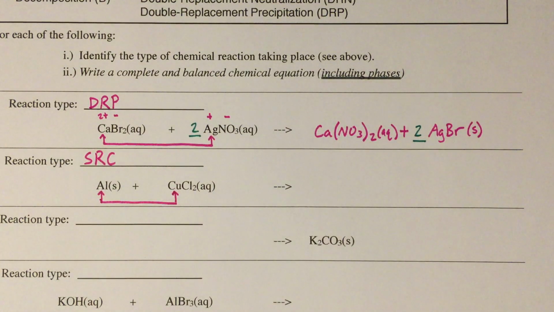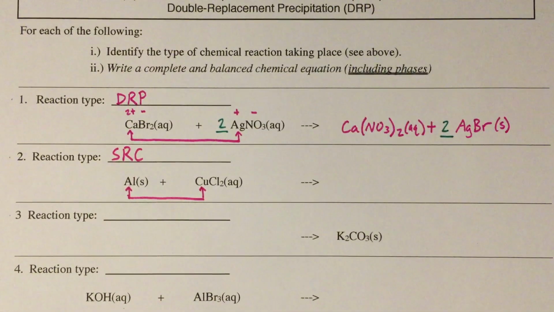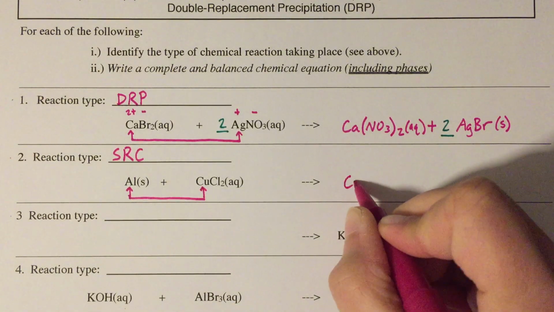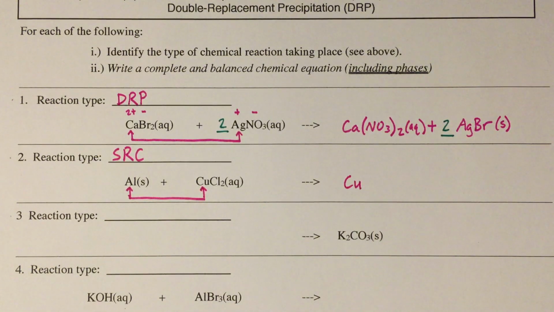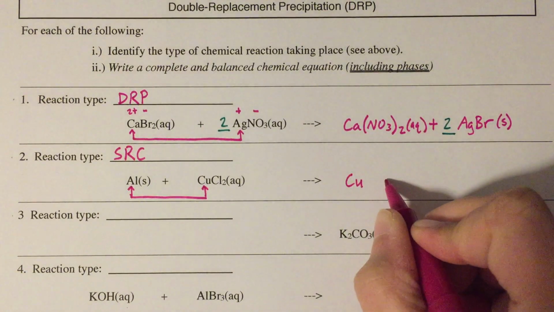So aluminum's going to swoop in and steal the date. So they're going to switch places. To complete this equation, if aluminum and copper switch places, copper now becomes the element by itself. So it's now just going to be copper by itself, just the element, no charge. This is just the element copper. We'll do phases later, I'll just leave space.